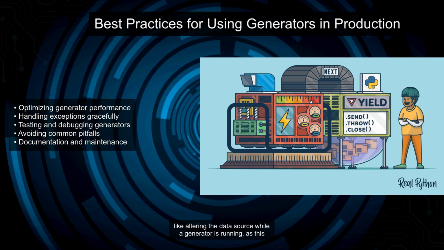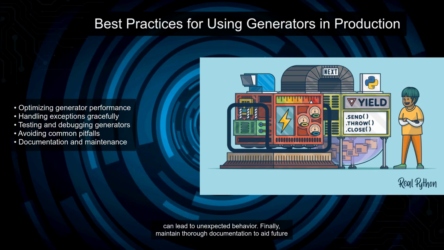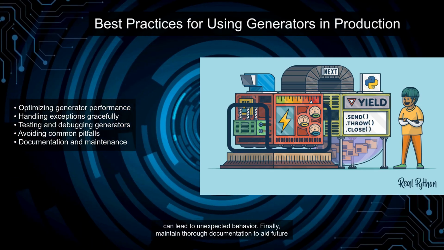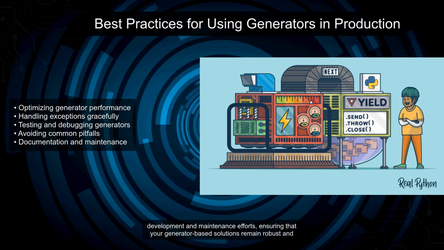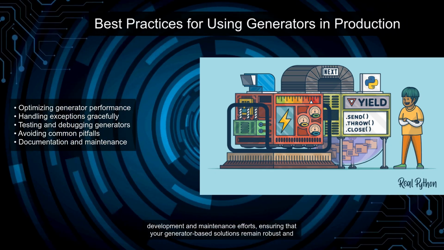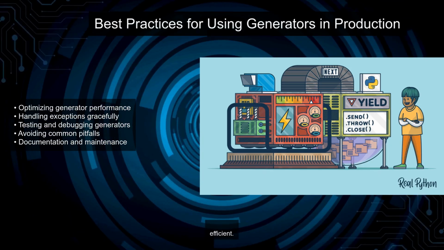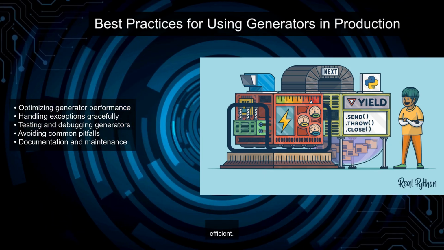Avoid common pitfalls like altering the data source while a generator is running, as this can lead to unexpected behavior. Finally, maintain thorough documentation to aid future development and maintenance efforts, ensuring that your generator-based solutions remain robust and efficient.